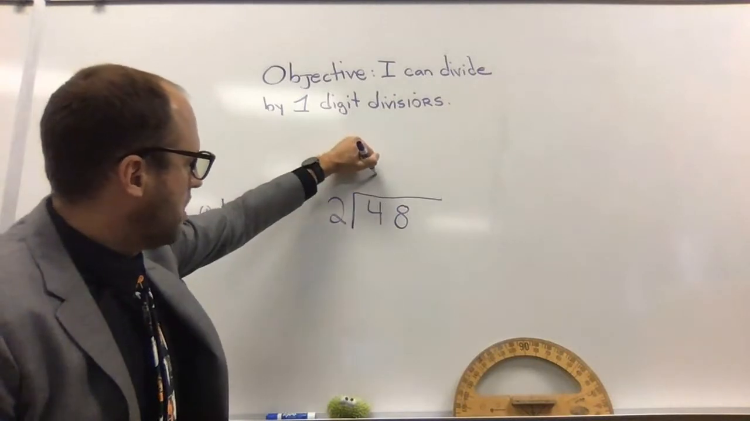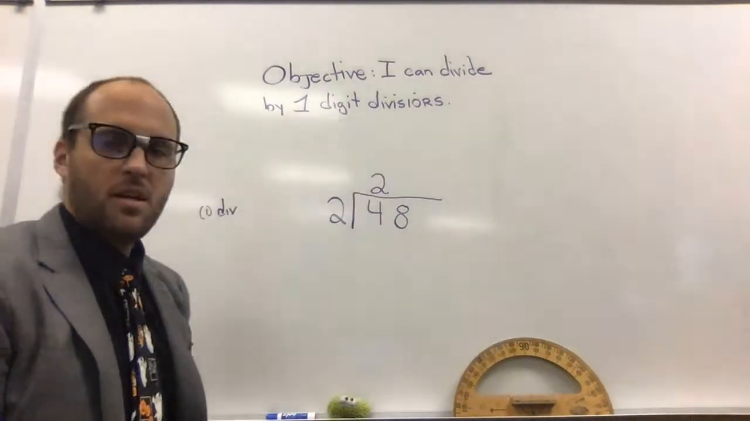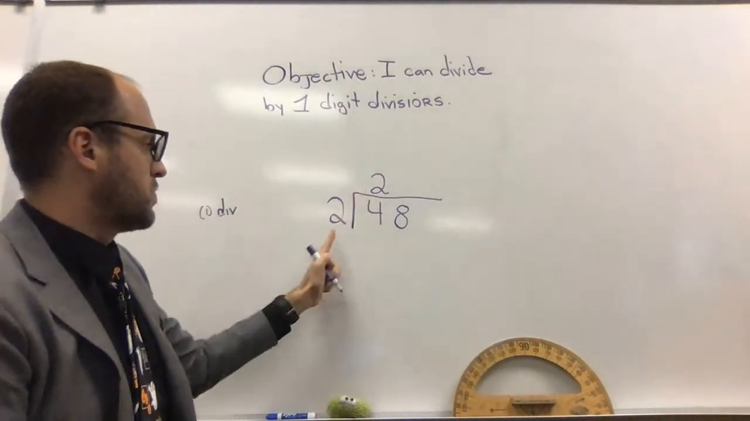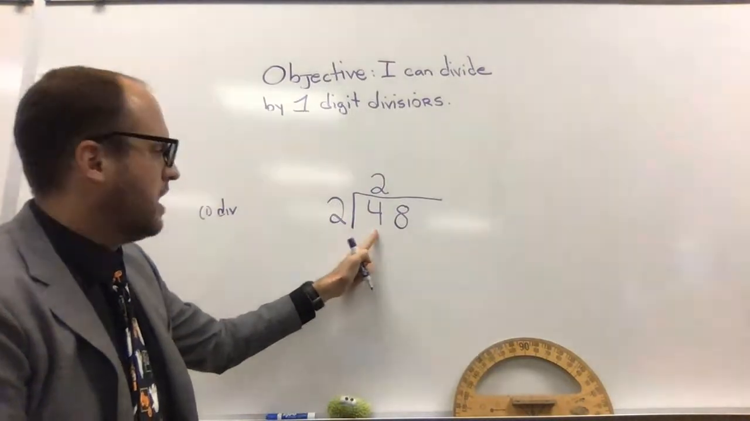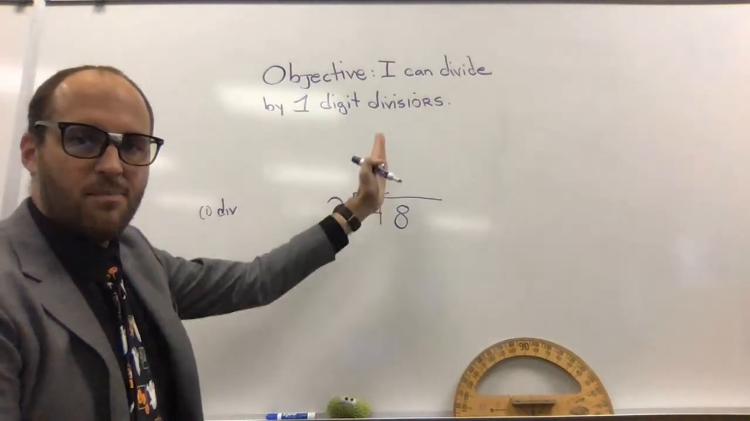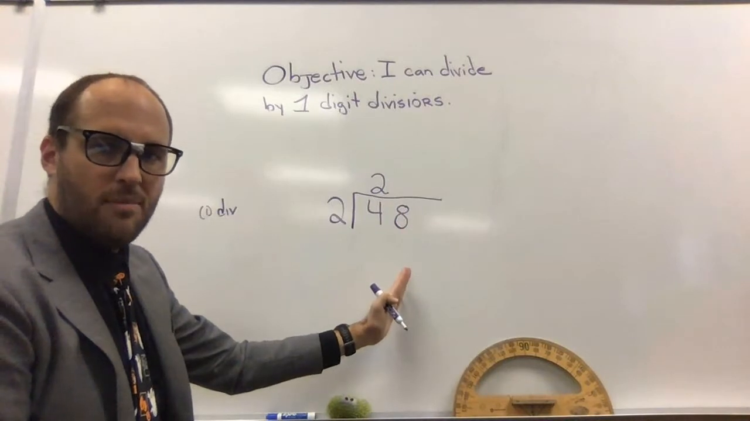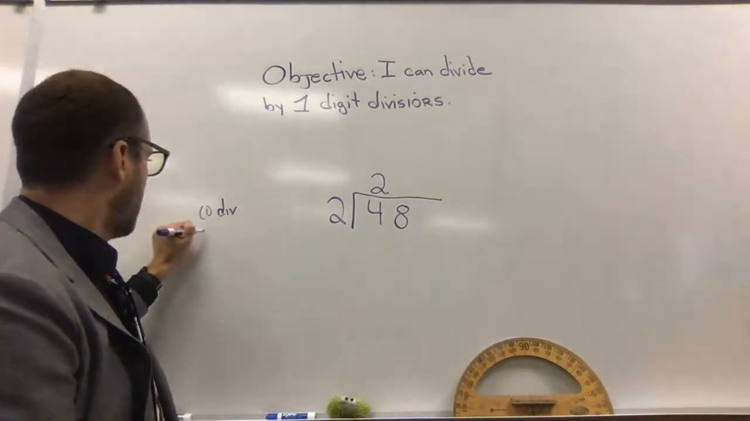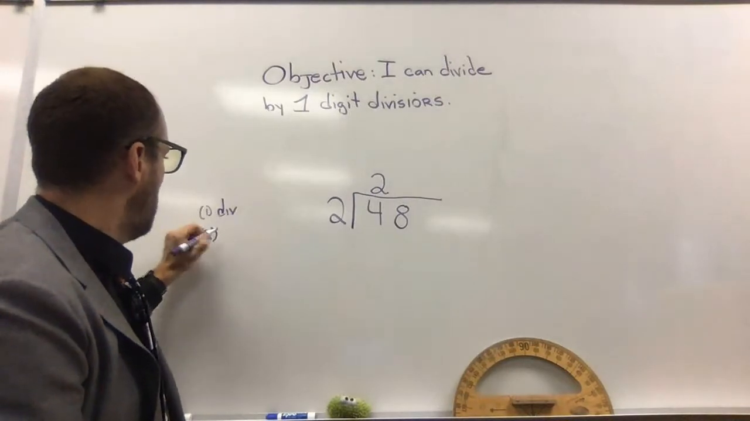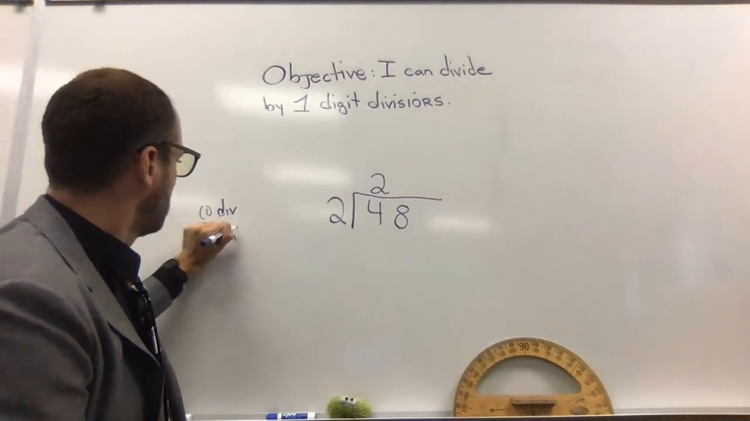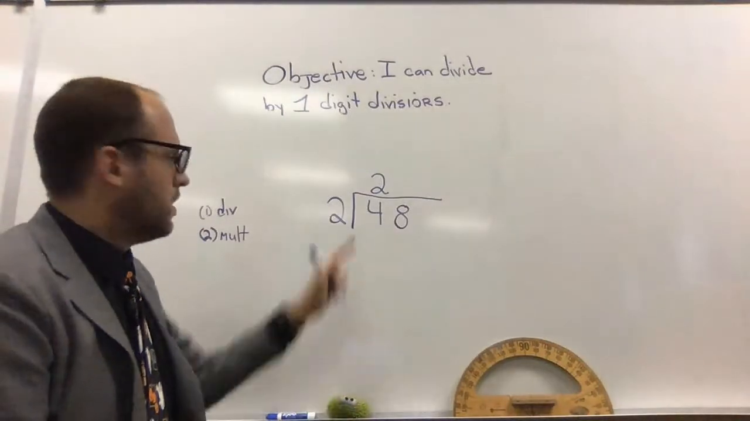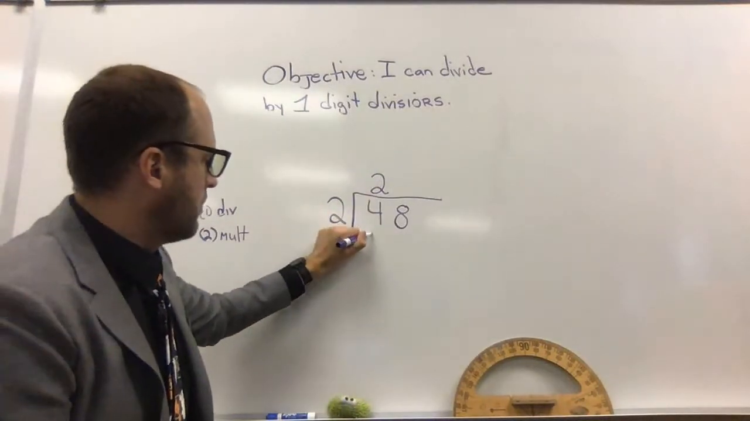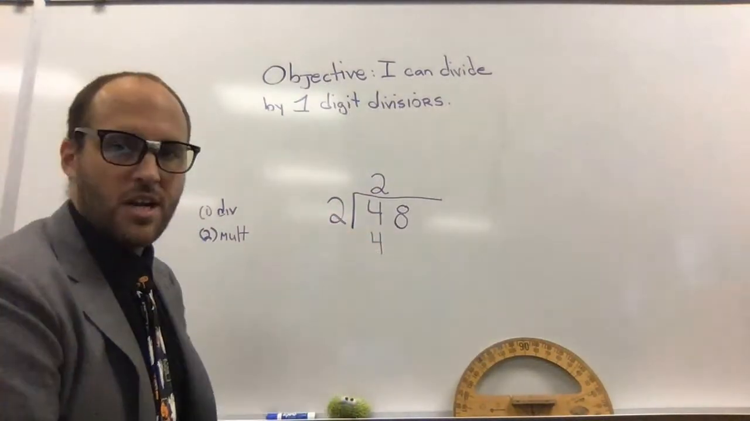So that means we put our 2 right above the 4 because we're dividing into the tens place. You always want to make sure everything lines up nice and equally for a division problem, so that way you know you don't have to divide into a number twice. The second step is now we multiply. 2 times 2 is 4, and we write that 4 right underneath.